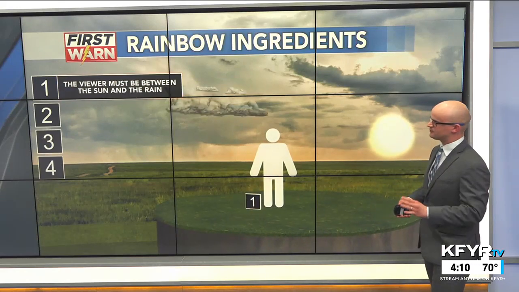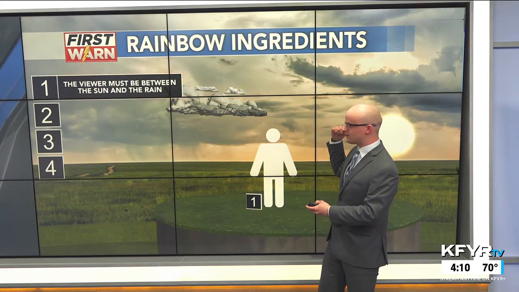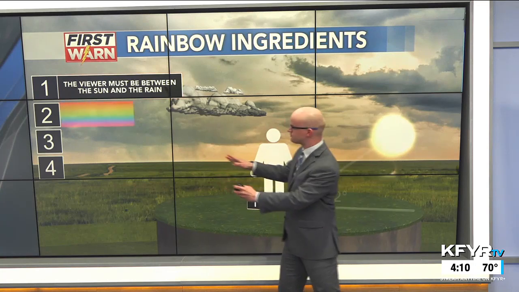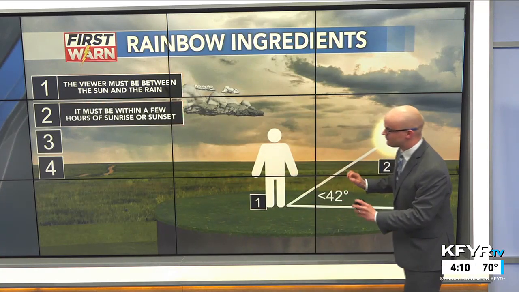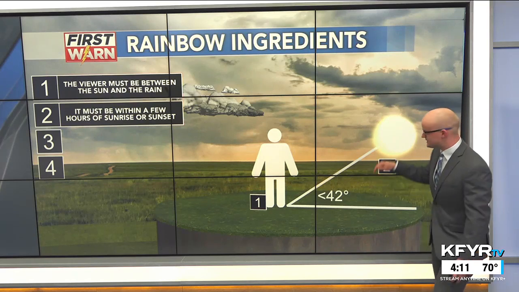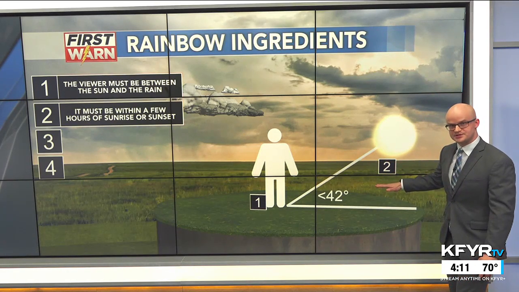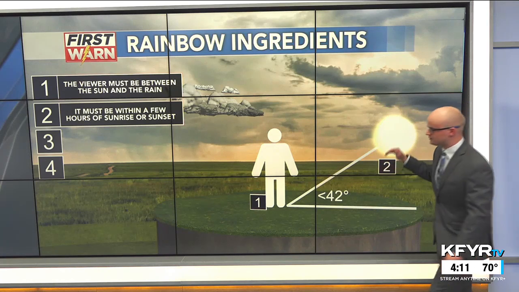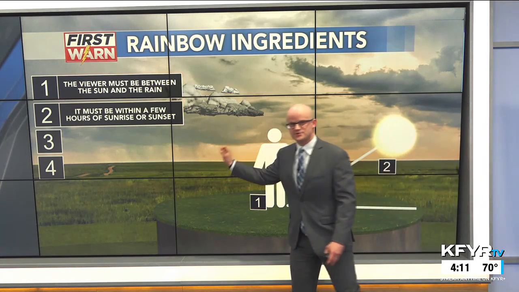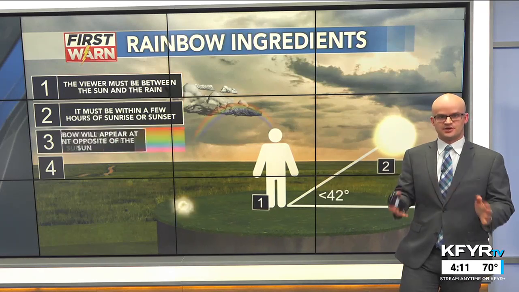So there's 4 main ingredients. We need to be between the sun and the rain. The sun needs to be at our back, and we need to be looking towards the rain shower. It must be within a few hours of sunrise or sunset for rainbows to form, because the sun has to be at an angle less than 42 degrees to the horizon. So it has to be fairly low on the horizon so that it can pass through those raindrops and refract and scatter the light so that we can see all of the component colors.